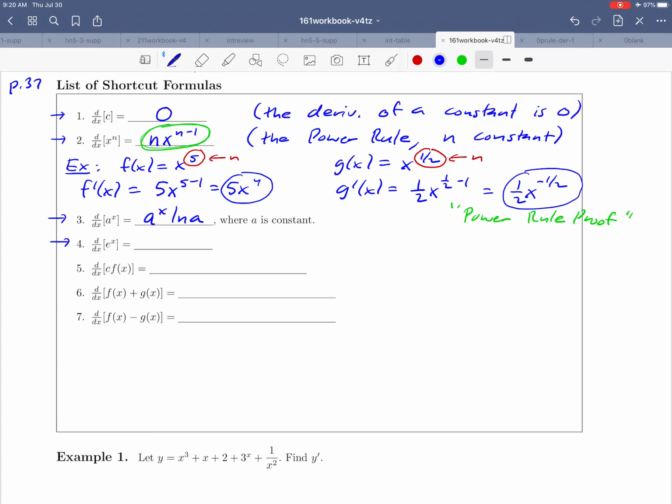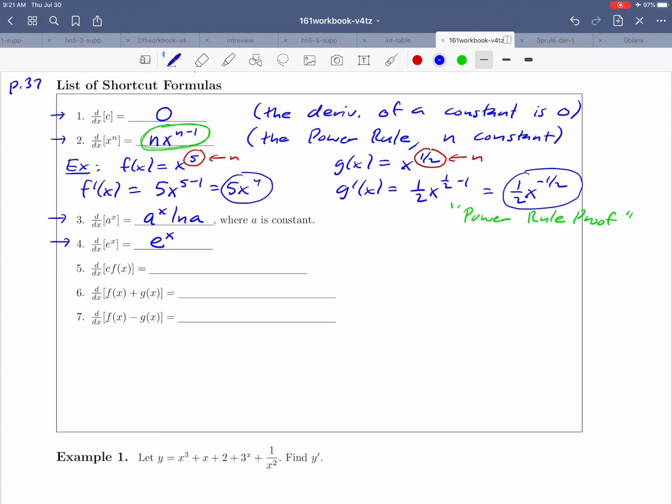Okay, and then we come to a formula that's going to come up a lot in our course, e to the x. And e to the x has a really nice derivative. Turns out if you take the derivative of e to the x, you just get e to the x. Same function right back again.